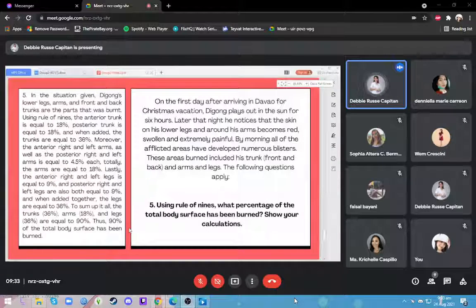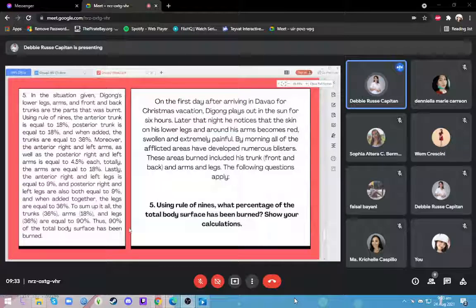Show your calculations. So in the situation given, the gong's lower legs, arms, and front and back trunks are the parts that were burned. Using the rule of nines, the anterior trunk is equal to 18%, the posterior trunk is equal to 18%, and when added, the trunks are equal to 36%. Moreover, the anterior right and left arms as well as the posterior right and left arms are equal to 4.5% each. Totally, the arms are equal to 18%.